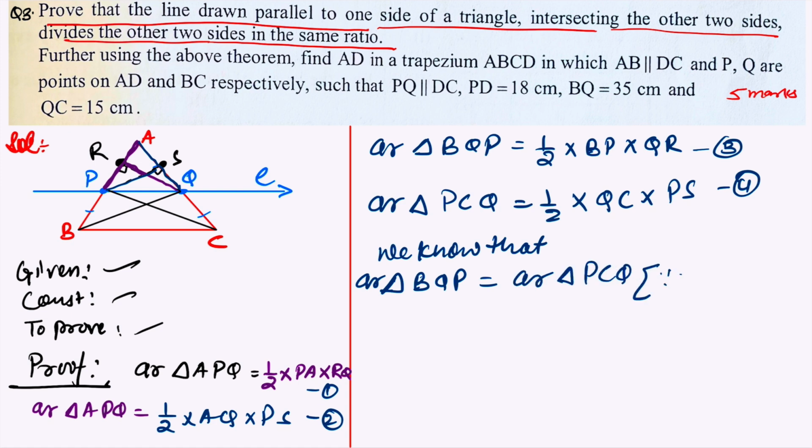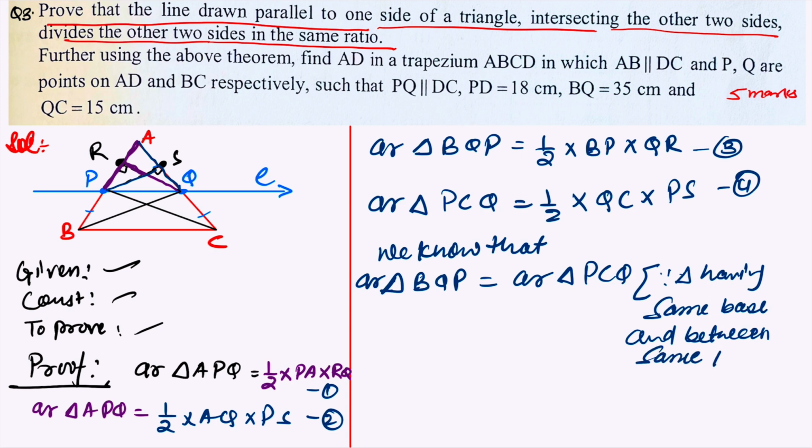Here we will write the reason: since triangles having the same base and between the same parallels. Okay, so from here what we can say is 3 is equal to 4.